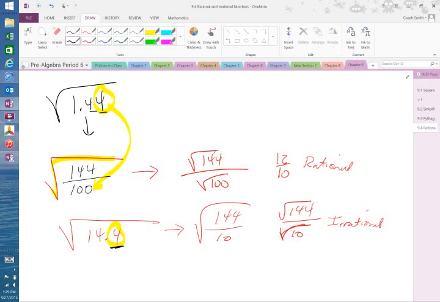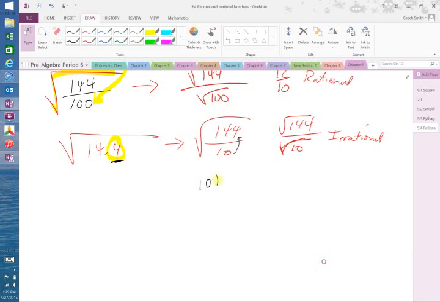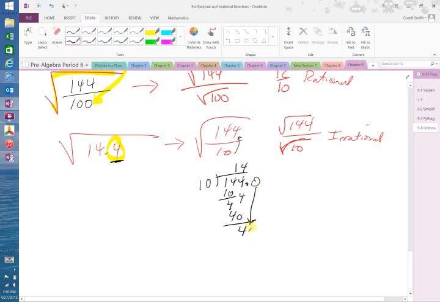In other words, to make this right here, I have to do that. If I do that, 10 goes once, remainder 4, bring down my 4. 10 into 44 goes 4 times, that's 40, remainder 4. There's my decimal. Bring down a 0. 10 into 40 goes 4 times.